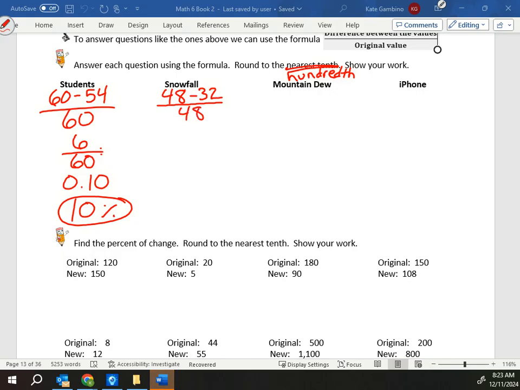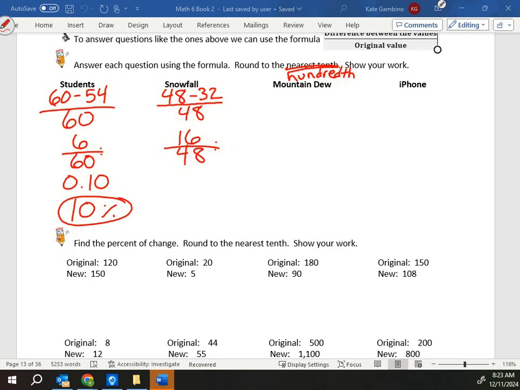So we have our big number minus our small number on top, and we're dividing it by the original number. That total snowfall last year was 48, so we're dividing it by 48. So 48 minus 32 is 16 over 48. Remembering that we divide the top number by the bottom number, what is 16 divided by 48? Rounding to the hundredth place.